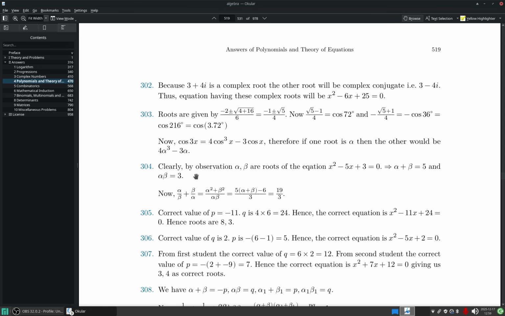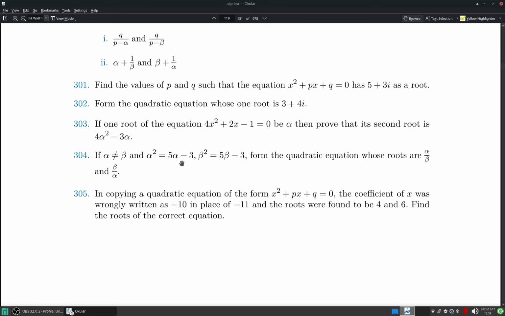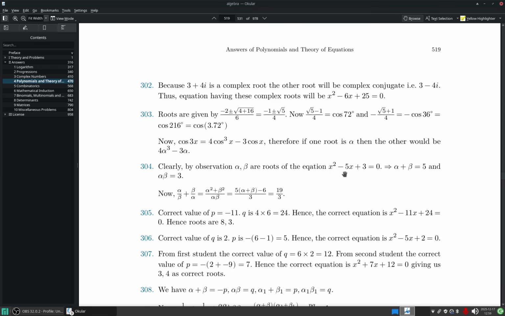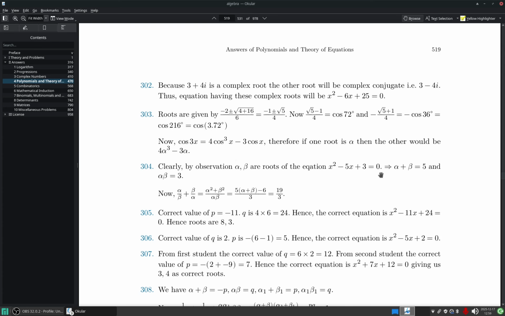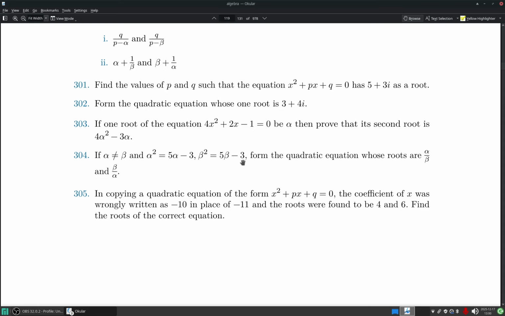Alpha and beta, if you see, are the roots of the equation x square minus 5x plus 3 is equal to 0. Because if you bring all to the left hand side, it will become alpha square minus 5 alpha plus 3 is equal to 0, and similarly beta square minus 5 beta plus 3 is equal to 0. So alpha plus beta will be 5 and alpha beta will be 3. Now alpha by beta plus beta by alpha is alpha square plus beta square by alpha beta, which is equal to the square of alpha plus beta minus 2 alpha beta by alpha beta, that is 19 by 3.